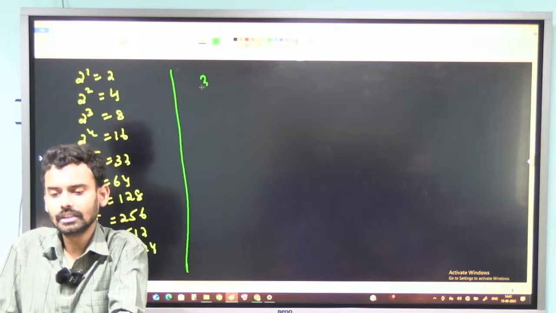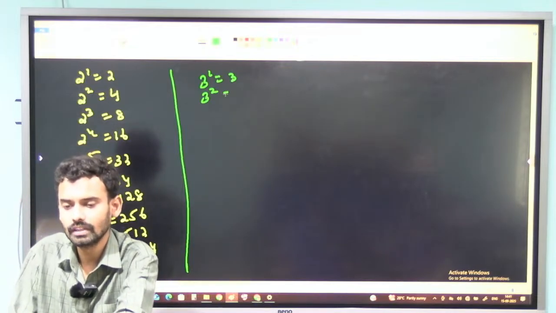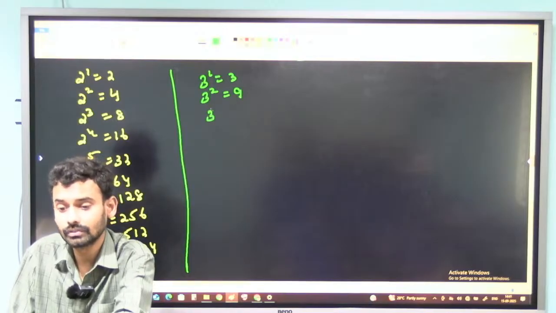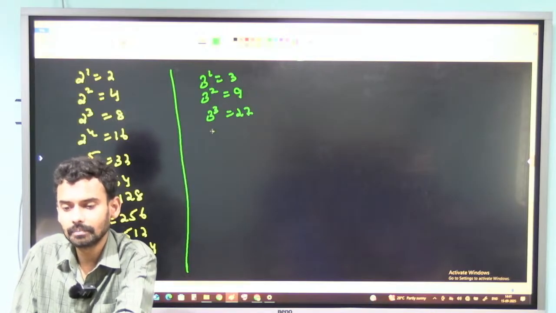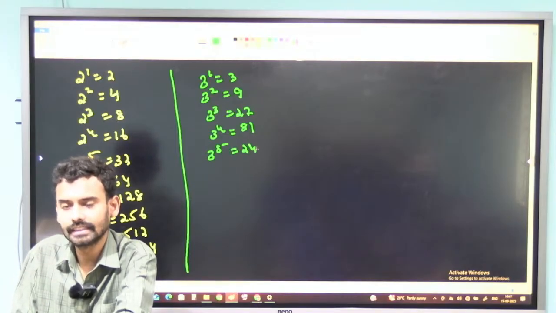Similarly, 3 to the power of 1, we have already seen this, 3. 3 to the power of 2 will be equal to 9. 3 to the power of 3 will be 27. 3 to the power of 4 will be 81. 3 to the power of 5 will be 243.